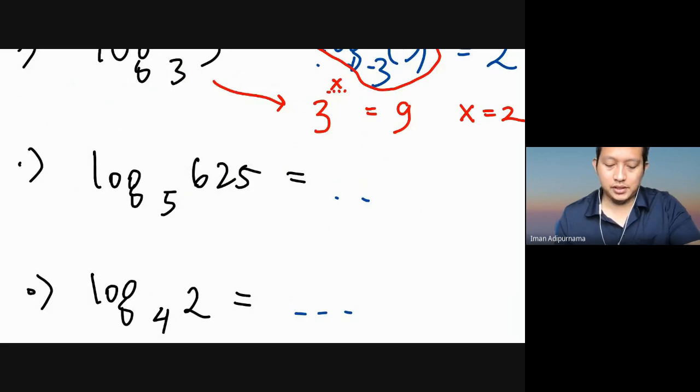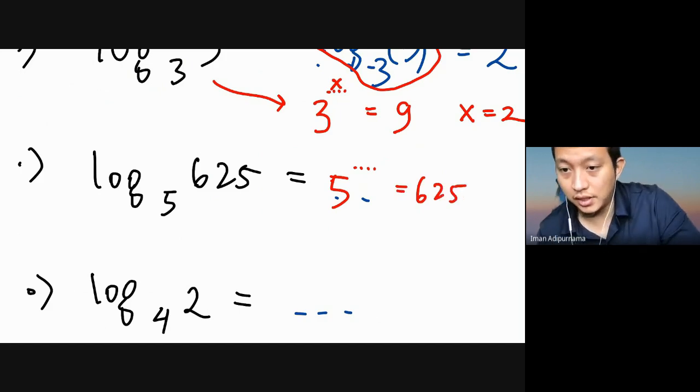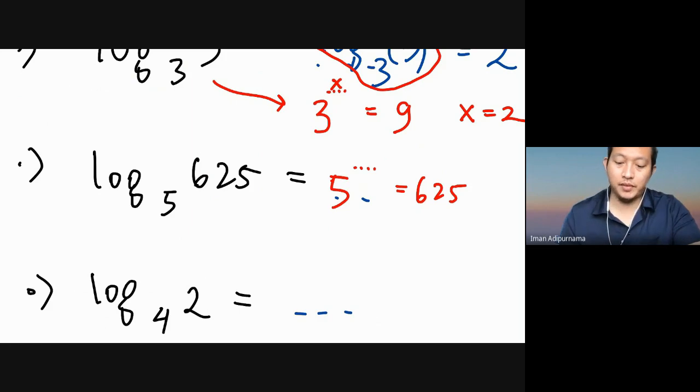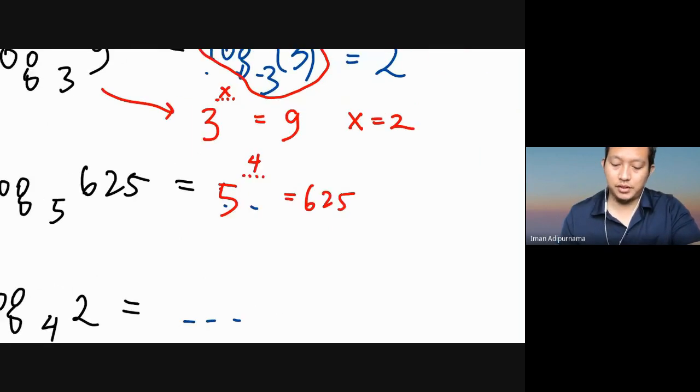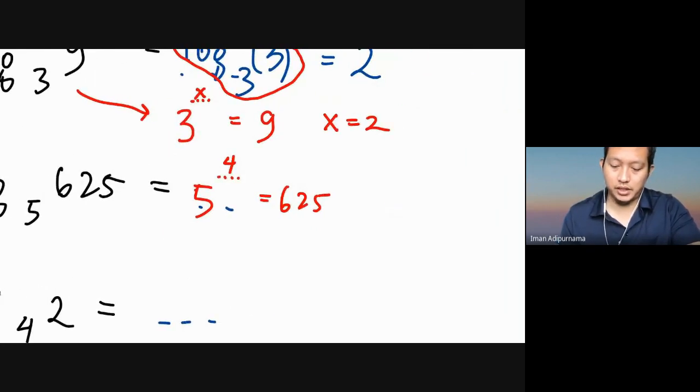Okay, number two is the same method. If you have base five, and you need to raise it with some power so that it becomes six to five, it should be four, right? So the answer should be four.